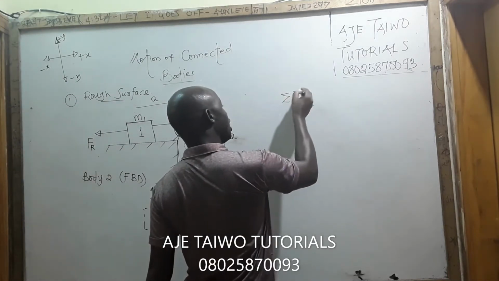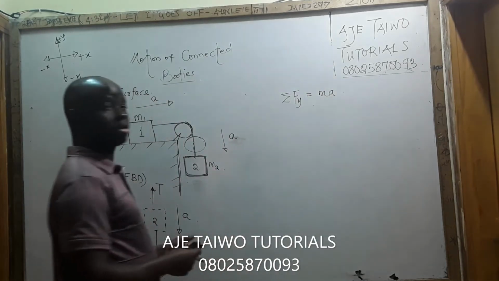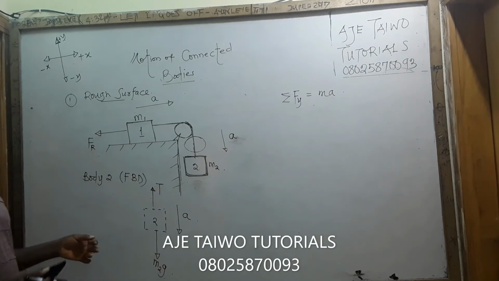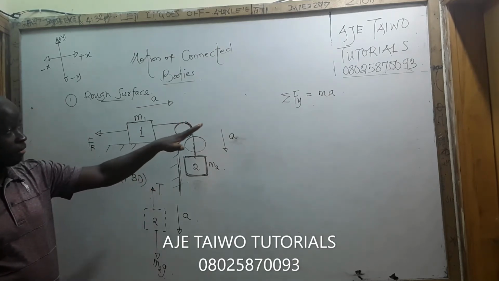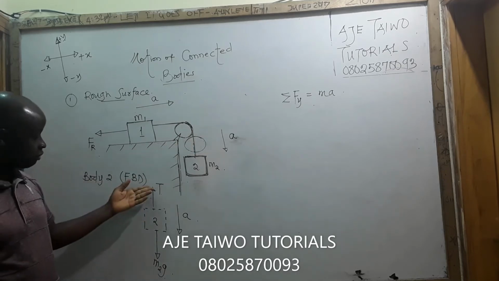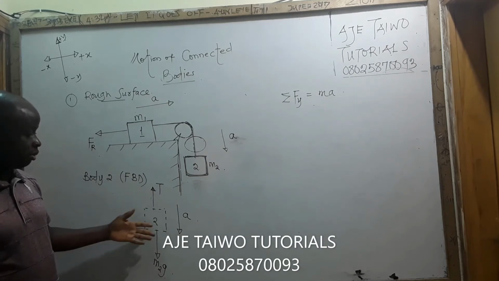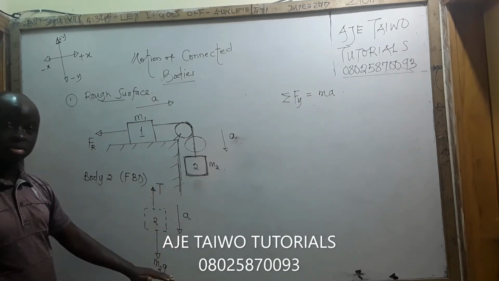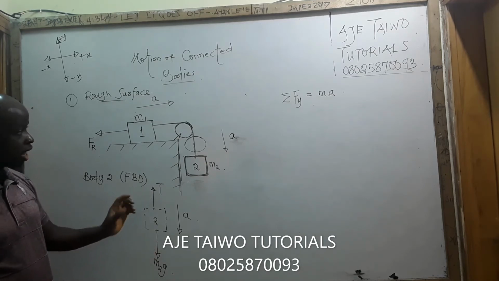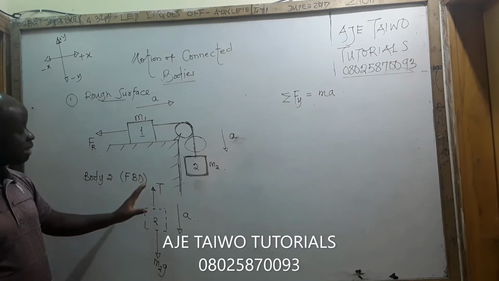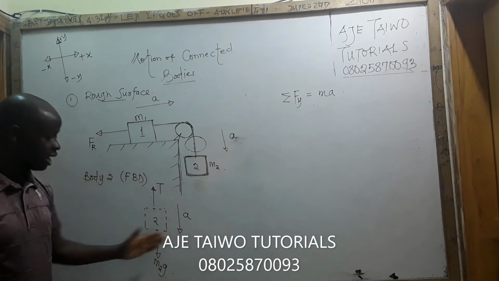So you have, again, summation Fy equals Ma. Why? In this case, it's just only vertical forces. We have vertical forces, and the body is moving vertically downward. So in this case, there will be no summation Fx at all. Why won't there be summation Fx at all? There is no horizontal force acting here at all.